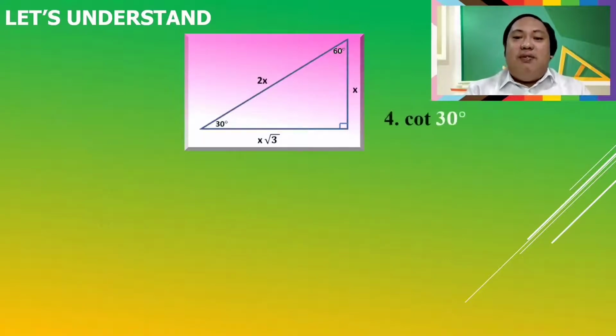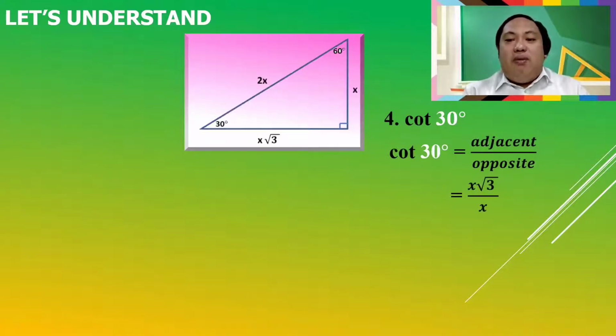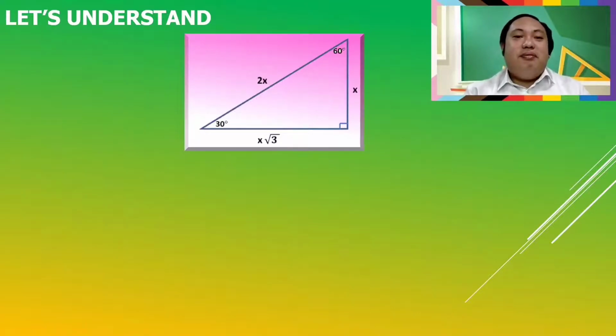Next, let's have cotangent 30 degrees for number 4. Cotangent 30 degrees equals adjacent side over opposite side. So from the figure we have adjacent side equals x square root of 3 over the opposite side as x. So we simplify, we have square root of 3. Therefore, cotangent 30 degrees is the square root of 3.